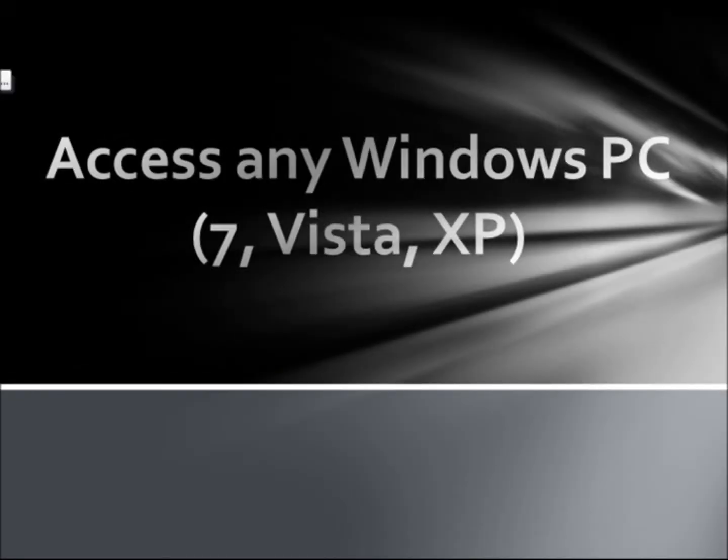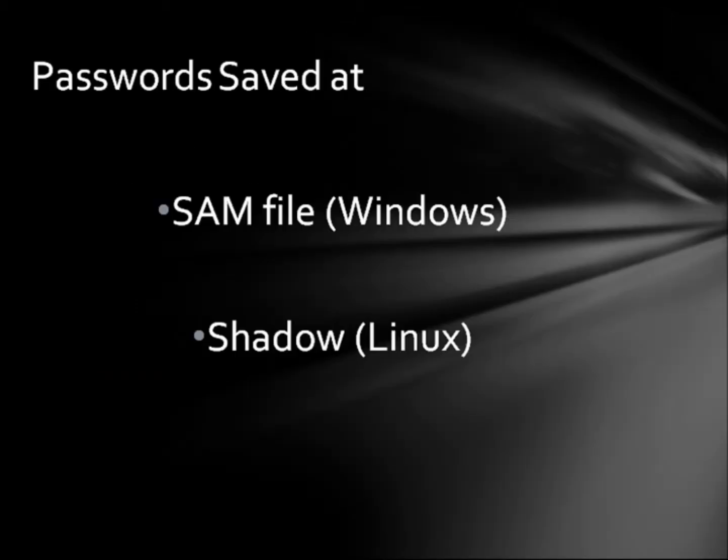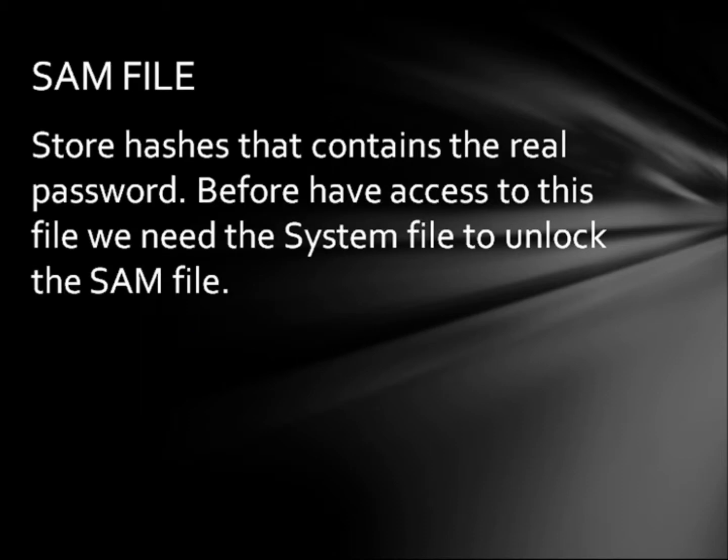As you already know, to crack any computer, we need the hashes that contain the passwords. All the user passwords are saved in the SAM file for Windows and shadow for Linux. The hashes could use any kind of encryption such as MD5, SHA-1, SHA, etc. The problem is that before getting the hashes you need to unlock the SAM file using the system file, which contains the key to unlock it. When you have the hashes, you can perform the decryption using tools like John the Ripper, Cain and Abel, or Ophcrack.